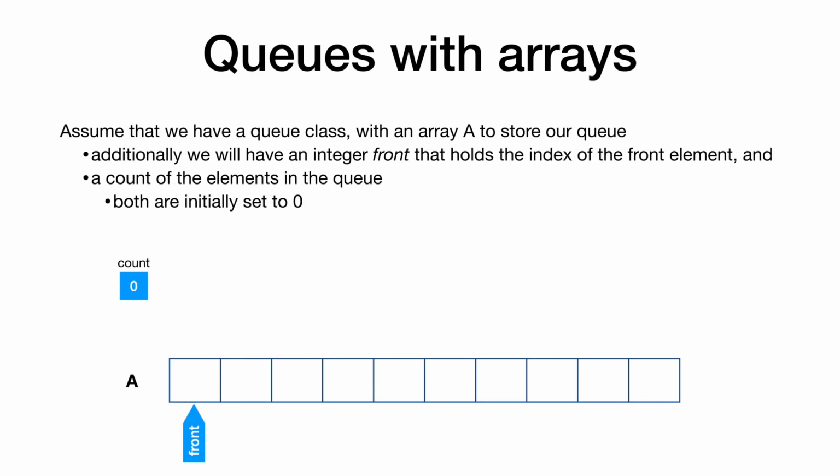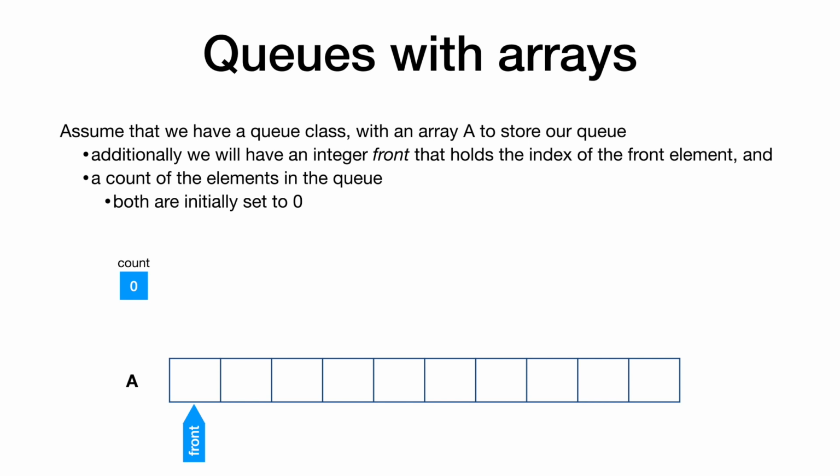So when we design a queue using an array, we're going to have a couple of things. First is we're going to have an array A that stores all of the values in our queue. Additionally, we're going to have an integer that tells us where the front of the queue is. And we're going to have an additional value called count that we're going to use to tell us how to find the end of the queue when we need to add something.